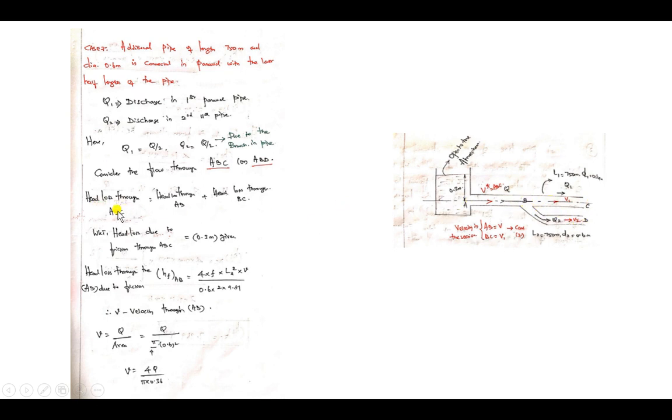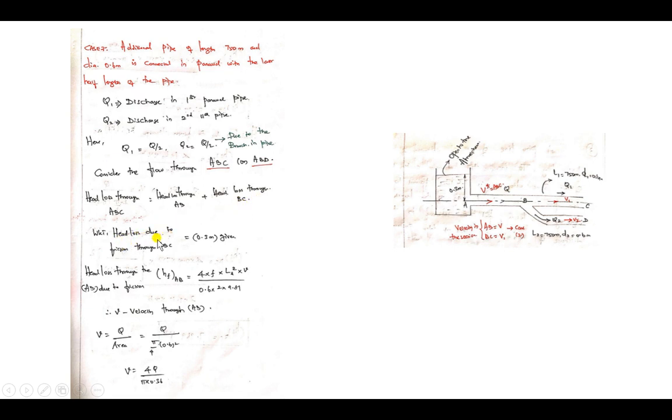Now head loss through ABC is equal to head loss through AB plus BC. We shall take flow through ABC as one pipe, and flow through ABD as another pipe. So now let us calculate the head loss due to friction between A and C through B, that is ABC. So it is AB plus BC. It is written here: head loss through ABC equals head loss through AB plus head loss through BC.